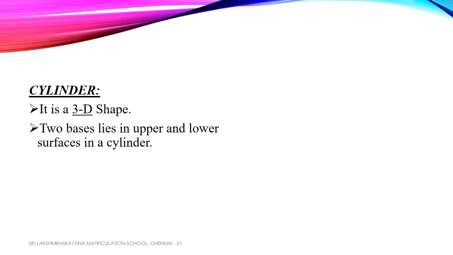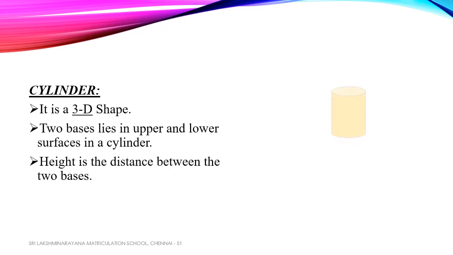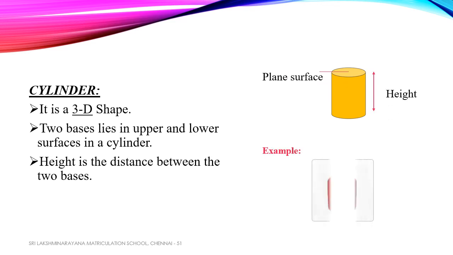Next shape is cylinder. A cylinder has no vertices. It has two curved edges and three faces. One face of the cylinder is a curved face. Top and bottom are flat faces. Look at these examples. This object is a shape of cylinder.